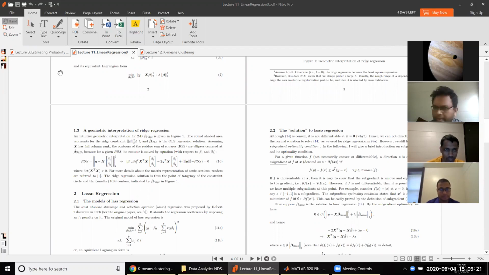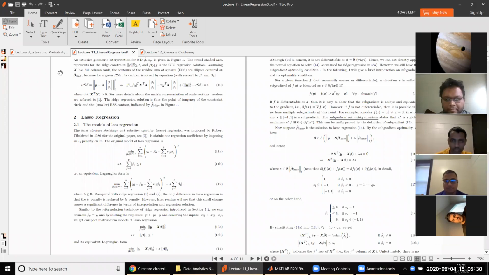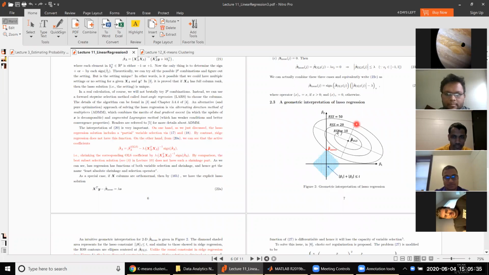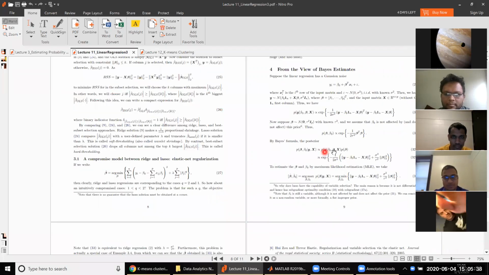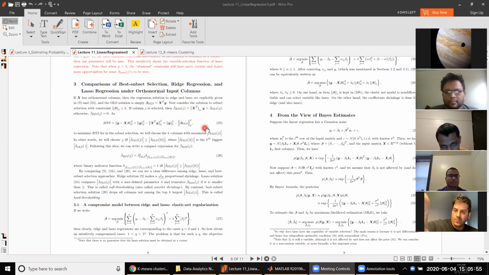Oh, it's here. Okay. So in the last class, we mentioned the ridge and the lasso, right? We also mentioned the geometric interpretations of the ridge and the lasso. We also had a look at the comparison of ridge and lasso in terms of orthogonal input columns.